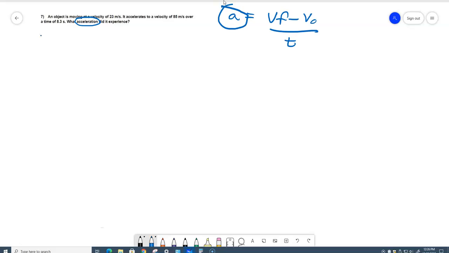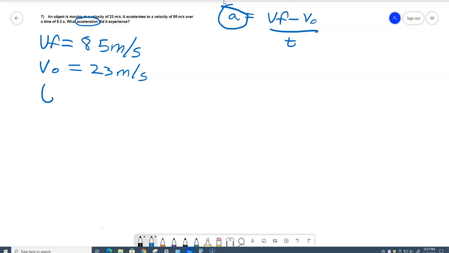What do we have? Well, v final is what? It accelerates to a velocity of 85 meters a second. It says it's moving at a velocity of 23 meters a second, so that is v naught, because that's what it started at, or that's the starting speed it gave us. And then it gives us a time of 8.3 seconds. And with this one, you don't have to move anything around because a is already alone, so you can just, again, plug and play.